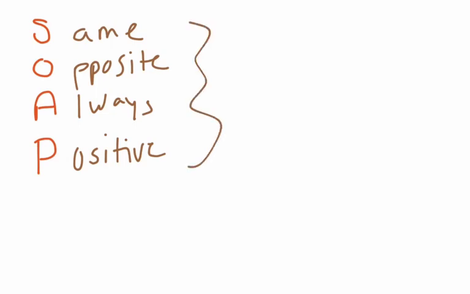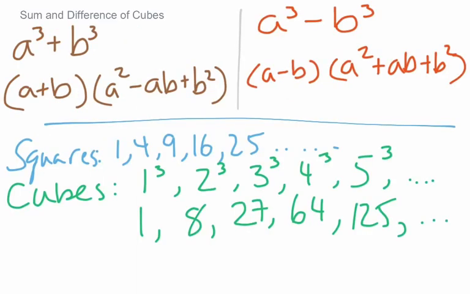And that describes the signs in the formula. Same, opposite, always positive. And then the sandwich is how we do, well, let's go back here. Let's talk about the same, opposite, always positive. So we'll do that first, and then I'll talk about what the sandwich is.